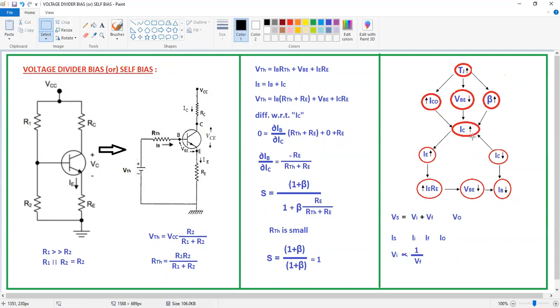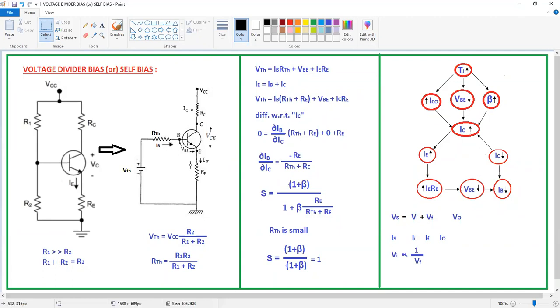Initially the output current is increasing, nothing but IC is increasing. Because of the increase of IC, what will happen to IE from this equation? IE is going to increase. If IE increases, the voltage across RE, IE RE, is also going to increase. Now this is called the feedback voltage. If the feedback voltage increases, what will happen to the input voltage from this concept? If the feedback voltage increases, the input voltage must decrease.